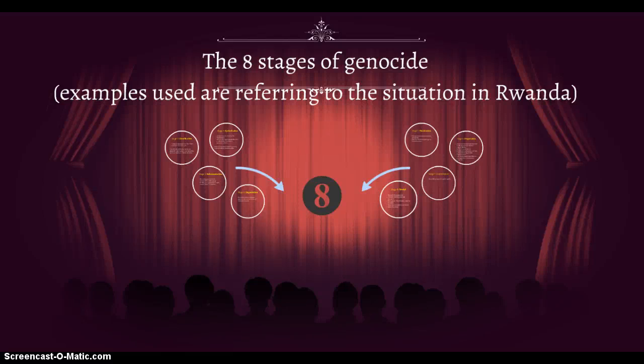We are going to be talking about the 8 stages of genocide. The examples that we are going to be using refer to the situation in Rwanda.